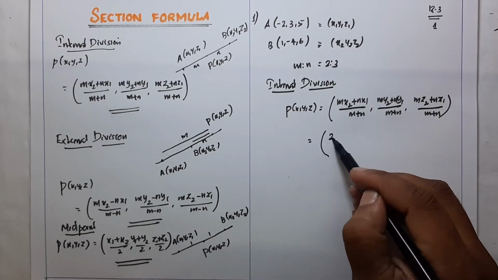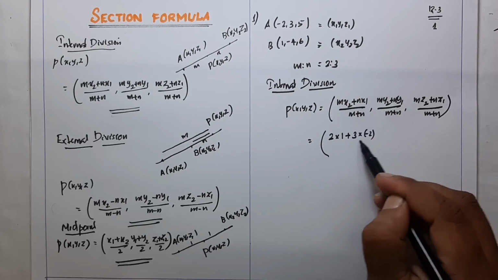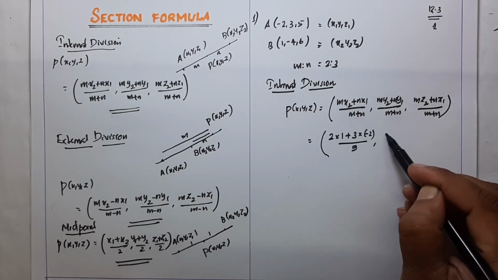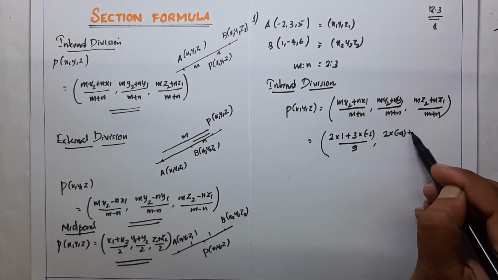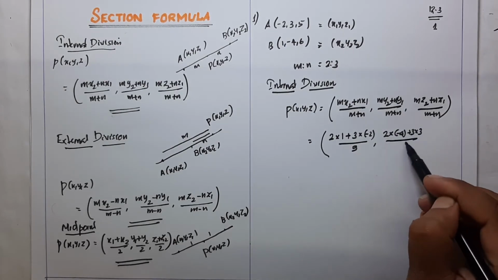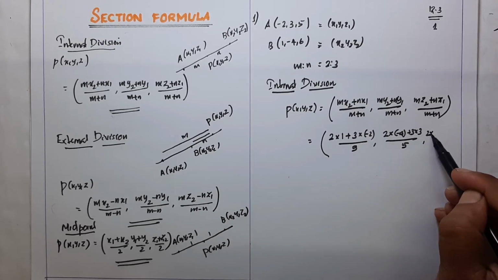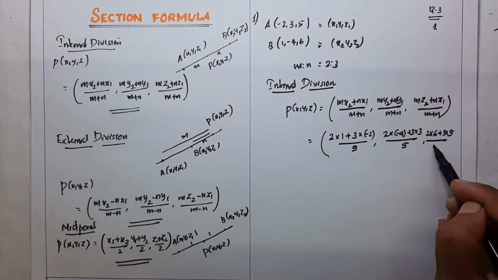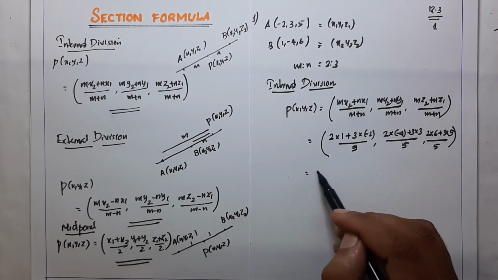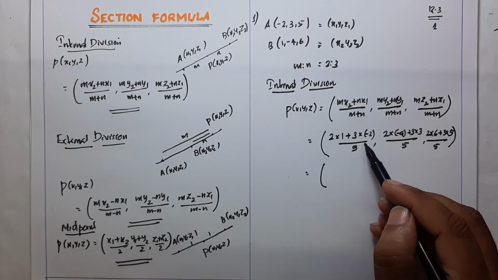We get the answer: 2 into x2, which corresponds to 1, plus 3 into x1, which corresponds to -2, divided by m plus n, which is 5. Then again 2 into y2, which corresponds to -4, plus 3 into y1, which corresponds to 3, divided by 5. And last, 2 into z2, which corresponds to 6, plus 3 into z1, which corresponds to 5, divided by m plus n, which is 5. Now add these terms.